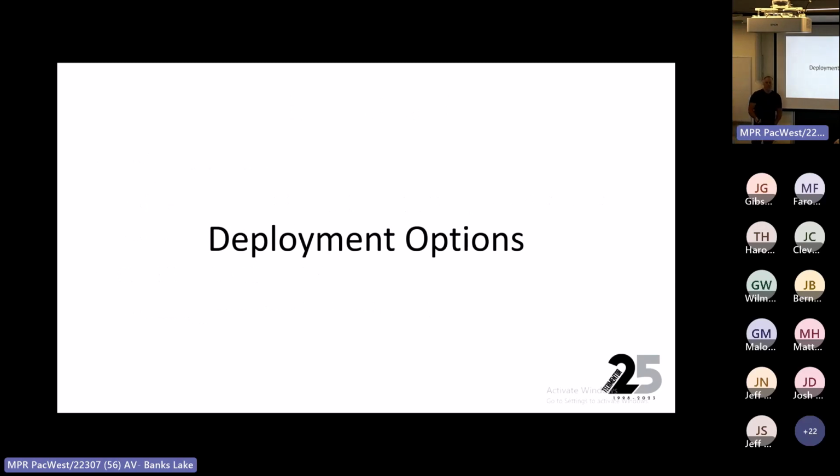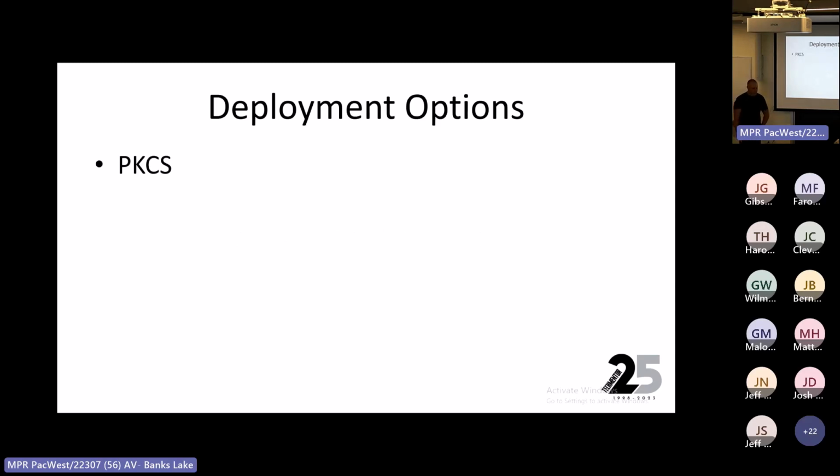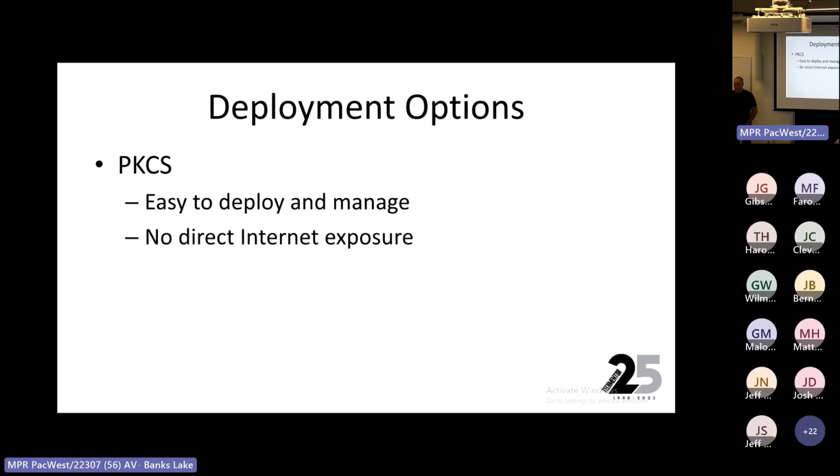As I mentioned, there's a couple of different ways to deploy certificates. There's not just one way to do it. The first way is something known as PKCS, which stands for Public Key Cryptography Standards. There's a couple of different flavors of PKCS. One of the things about using the PKCS option to deliver PKI certificates via Intune is that it is very easy to deploy and manage. It doesn't involve any direct internet exposure, meaning when you install the certificate connector and use PKCS, it just needs to communicate outbound. It is, in fact, identical to using the Azure application proxy.